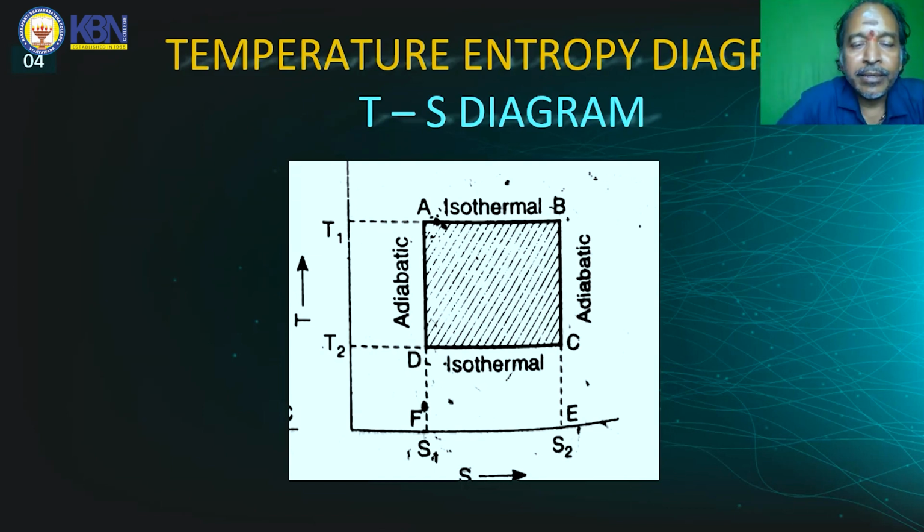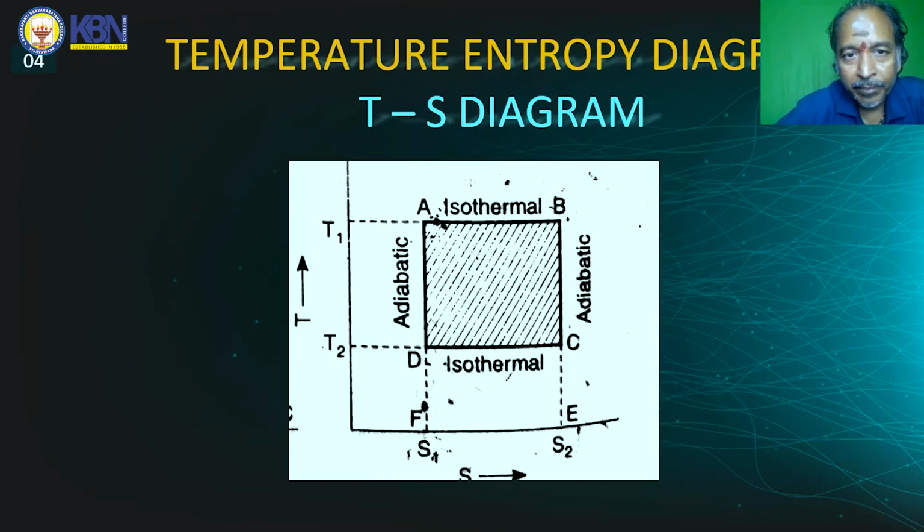The final operation is the adiabatic compression. It is denoted in the TS diagram by the DA line. Here the working substance is placed on the insulating stand and work is done on the system. There is no chance to exchange heat energy. So entropy is constant at S1, but the temperature increases from T2 to T1. So finally we get the vertical line DA. So AB and CD are horizontal, BC and DA are vertical. So finally on the TS diagram, the shape for Carnot's engine is a rectangle.